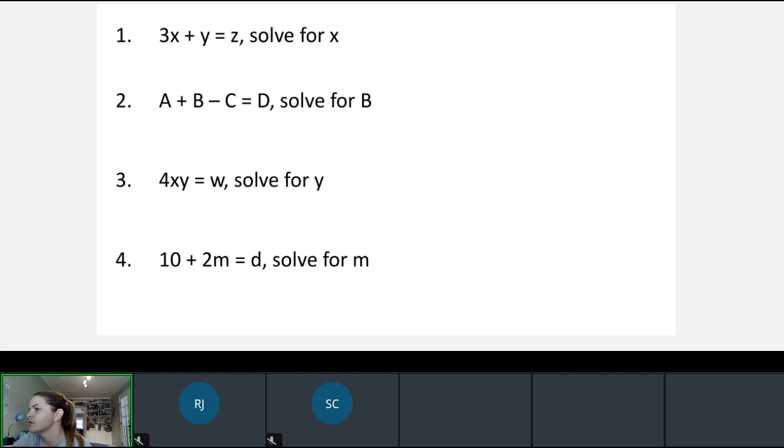So let's go ahead and try number 1. So we're going to solve for x. I have 3 times x plus y equals z. Okay, the x is being multiplied by 3 and added to y. The first thing I want to undo is addition and subtraction. So what should I do first?